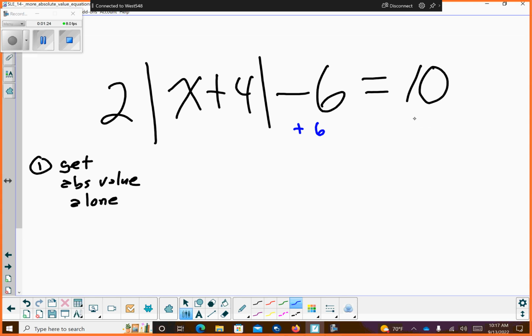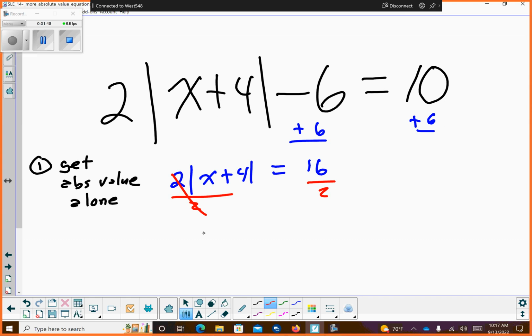So that means I'm going to add 6. You don't have to write this down yet. I'm just kind of refreshing our ideas. Okay, is the absolute value sign alone yet? No, there's a 2 out front. I'm treating that 2 brand new. So we're going to divide each side by 2. That's going to cancel. My friends, is the absolute value sign alone? Is it all by itself? Even though there's something inside of it, it's all by itself.